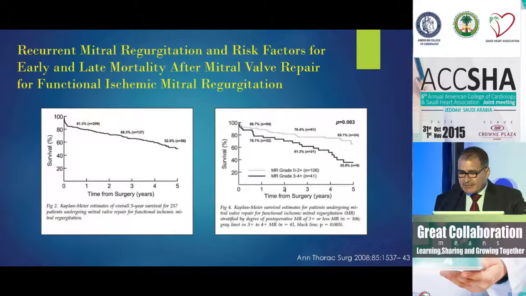And when you take the patients who left the OR with more than 2+ MR, look at the survival rate. It's only 35 or 36% versus 65% who left the OR with an MR that is less than 2+. So the amount of residual MR is definitely important in deciding what will happen to this patient in particular.